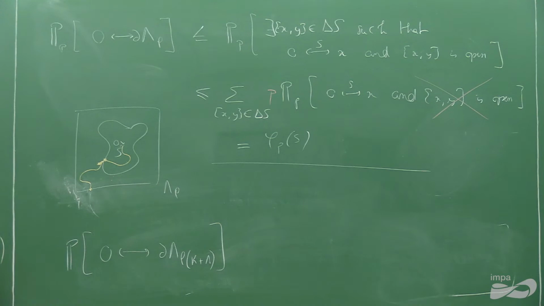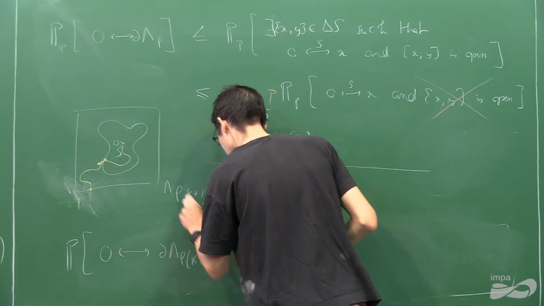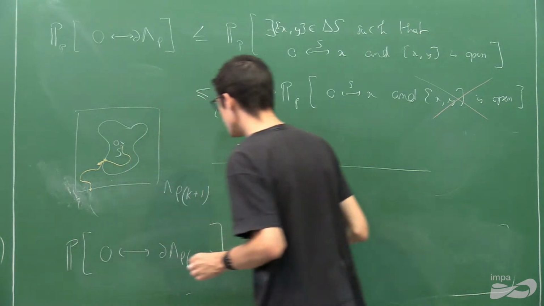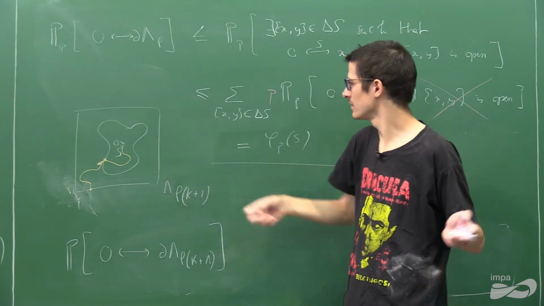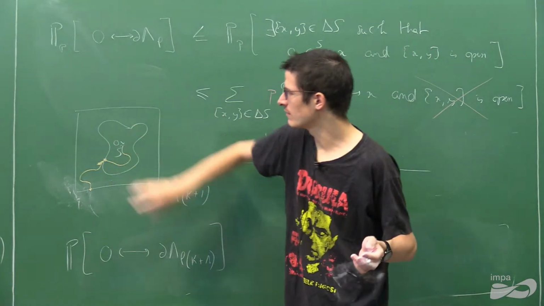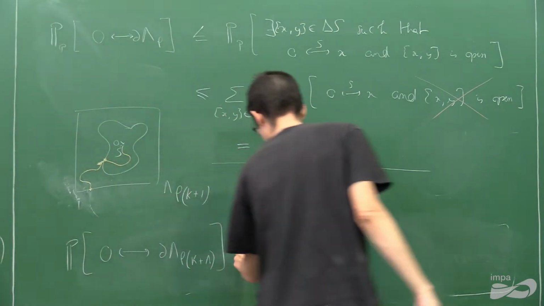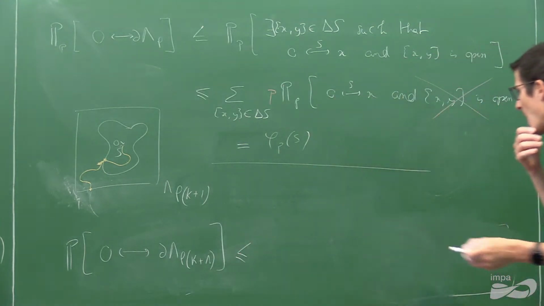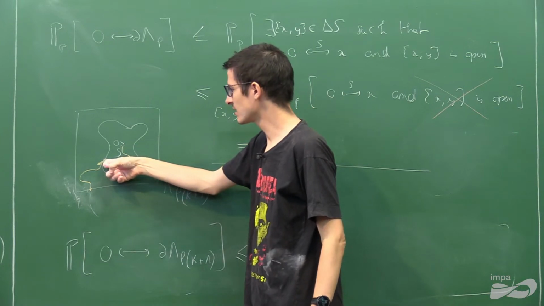Okay, so just imagine that the box is much larger now, or that S is much smaller. But the idea is kind of the same. So if 0 is connected, then you have three things that happen. First, 0 is connected to x.